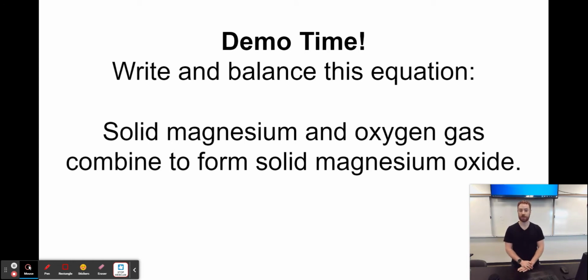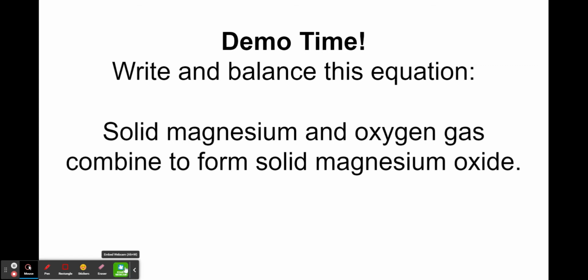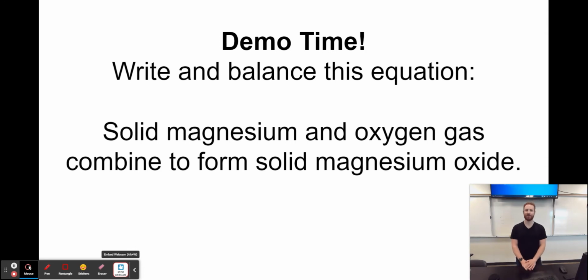So the first reaction up is solid magnesium and oxygen gas combined to form solid magnesium oxide. So pause the video, take as long as you need to write that out and balance it. And I'll come back in a few seconds and show you what that looks like. I hope you paused the video and did that balancing and that writing. Let me show you what this looks like.